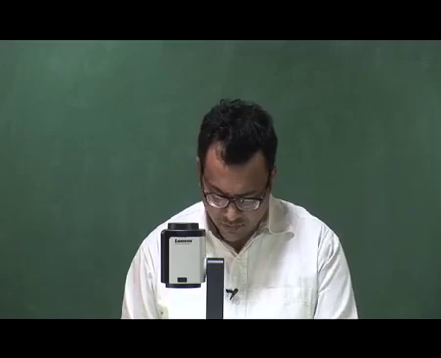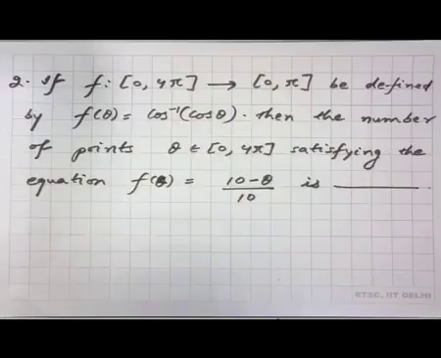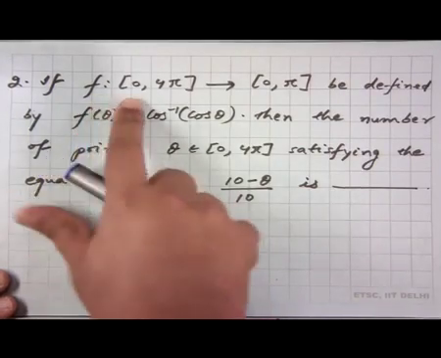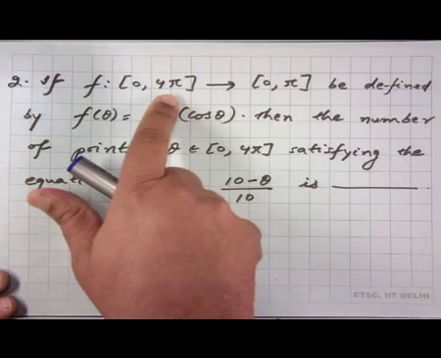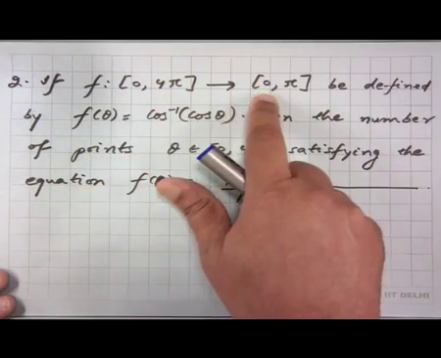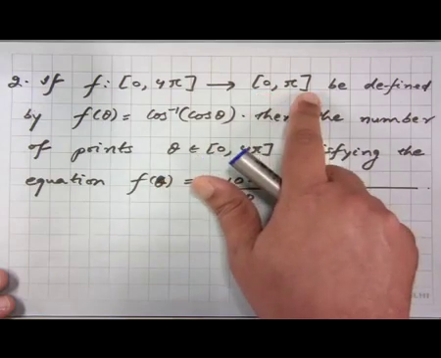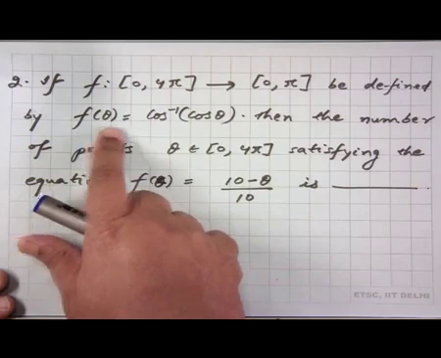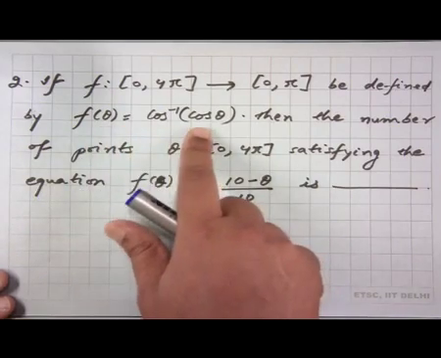So, here is the second problem. It states that suppose there is a function f whose domain is 0 to 4 pi and whose range is the closed interval 0 to pi, and the function f is defined as f of theta is equal to cos inverse of cos theta.